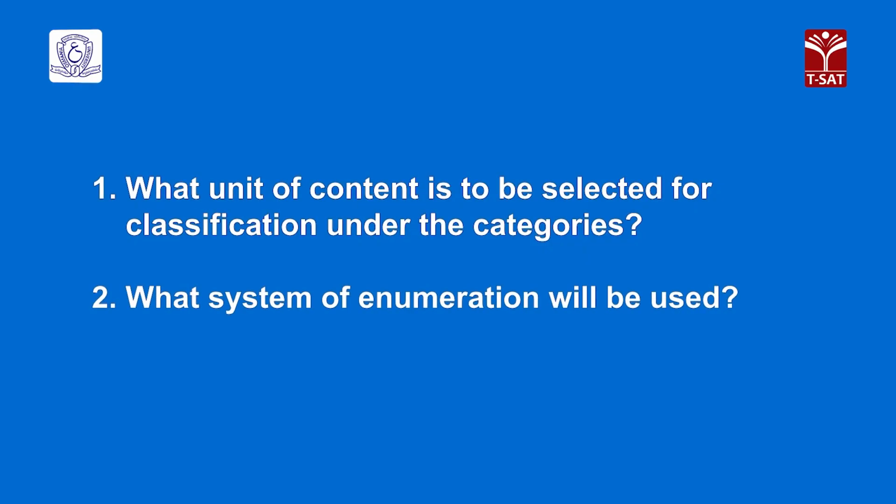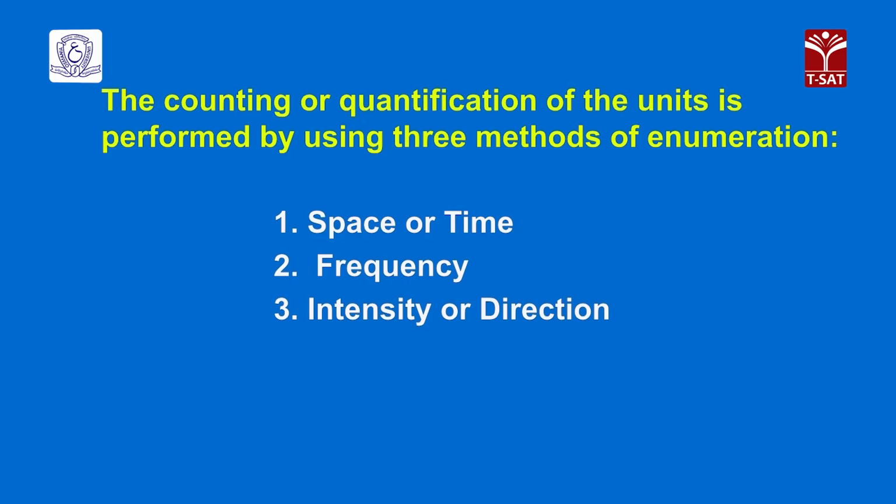And coming to the second question, in content analysis the counting or quantification of the unit is performed by using 3 methods of enumeration, that is space or time, frequency and intensity or direction. A unit of analysis can be measured in terms of space, for example, the number of column inches, or time, that is minutes devoted to a news item on the TV. In the case of frequency, it is a number of times a given unit or theme figured in a body of text is recorded.